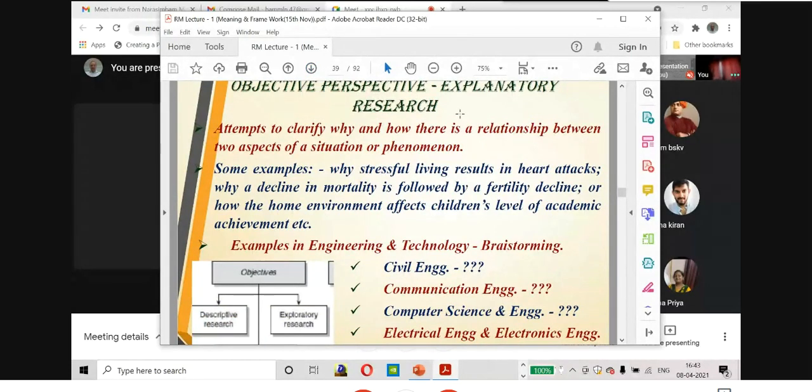Explanatory research. The third one is explanatory. It attempts to clarify why and how there is a relationship between two aspects of a situation. So again, some examples. Why does stressful living result in heart attacks? Why is a decline in mortality followed by a fertility decline? Or how the home environment affects children's level of academic achievement.